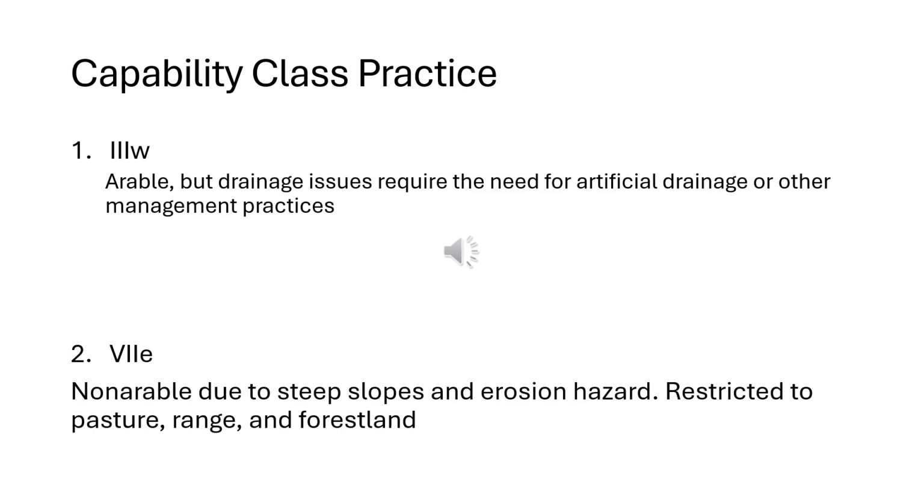Now let's look at number 2. We're in class 7, which makes it non-arable, right? And we are getting close to 8, so there must be some hazard we have to account for. E, erosion, which would be steep slopes, and that creates the erosion hazard. How's it restricted? Well, it'd be restricted to pasture, range, forest land. And you might have to do some management, right? Okay, so that's the basic process there.